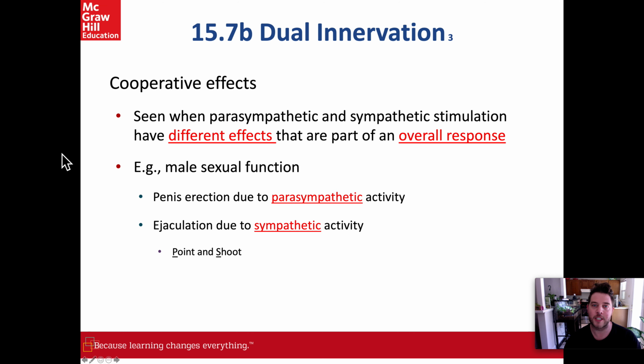Cooperative effects, how do they work together? So it's seen when your parasympathetic and sympathetic stimulation have different effects that are part of an overall response, so still working towards the same goal. One of the big ones, male sexual function. So the penis erection is due to parasympathetic activity, ejaculation is due to sympathetic activity. One of a kind of like a little childish way almost to remember that is point and shoot. So the erection is due to parasympathetic activity, so point for parasympathetic, and ejaculation, shoot for sympathetic.